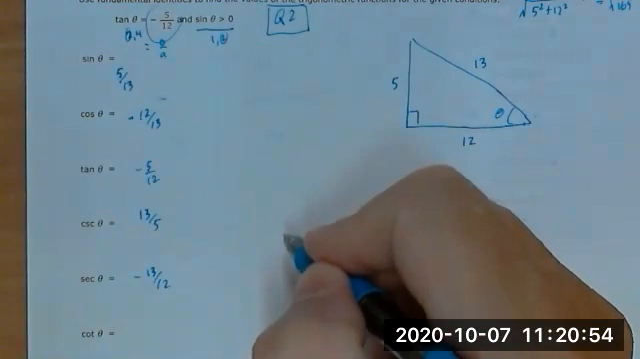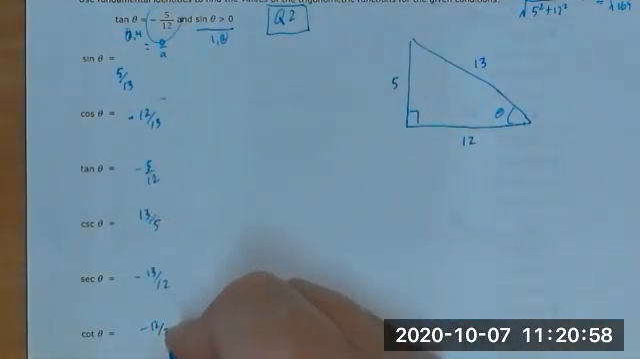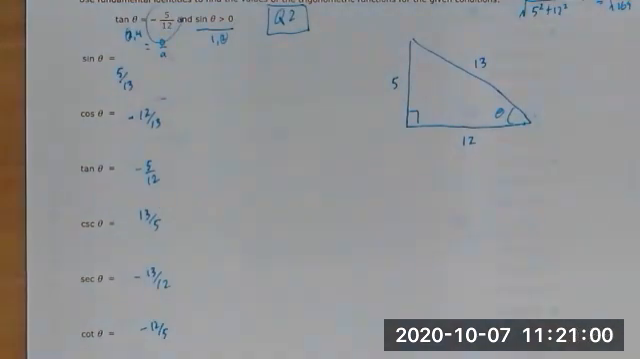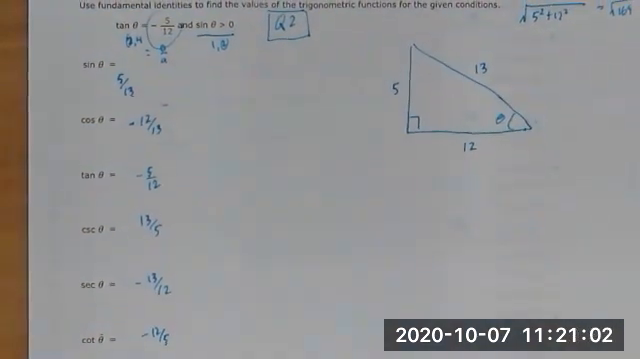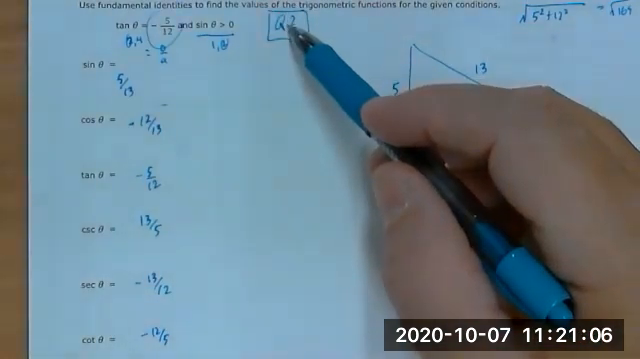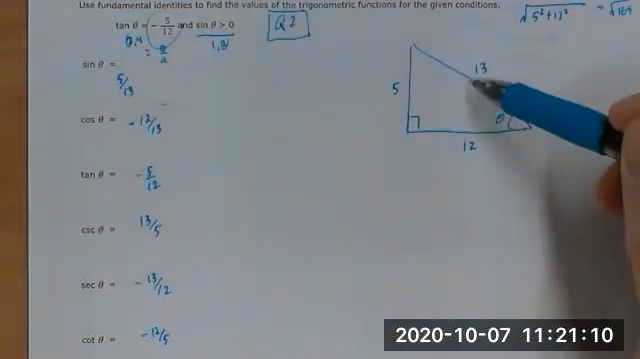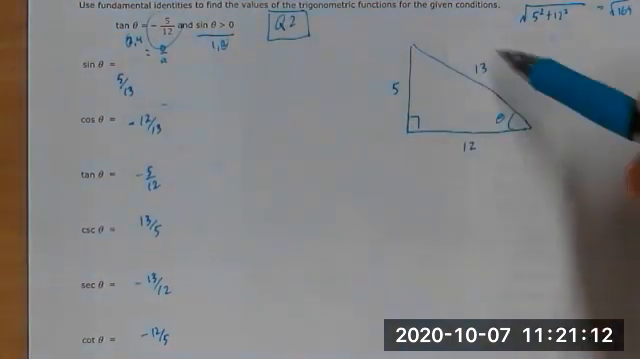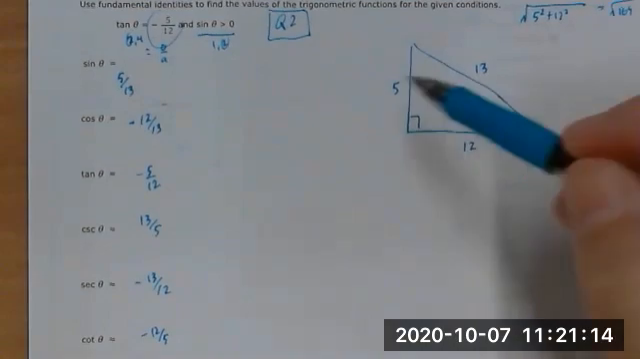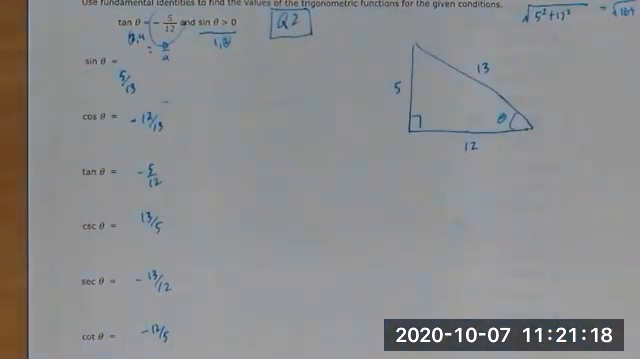So it's negative 13 over 12, and cotangent is the reciprocal of tangent. And there you go. So once again, the key is, first thing you do is figure out which quadrant your angle is in. Construct your right triangle. Once you have all the sides, do your trig functions, and then attach the positives and negatives from knowing which quadrant you're in.